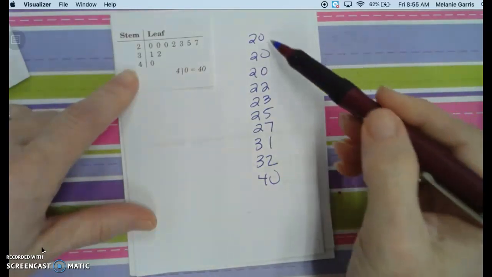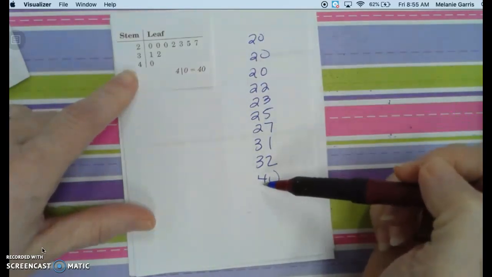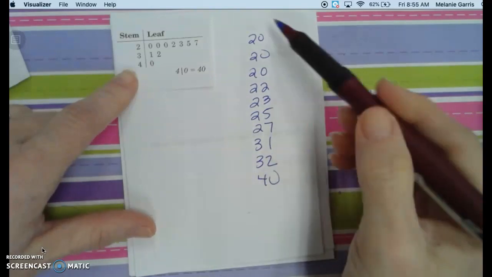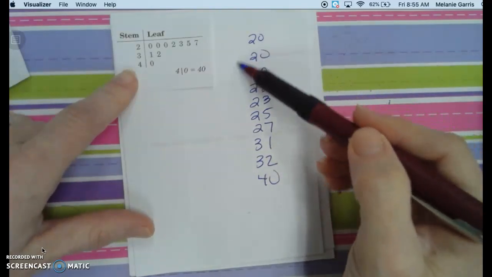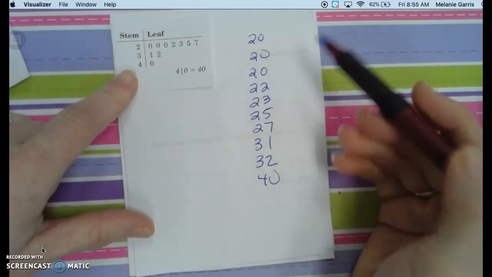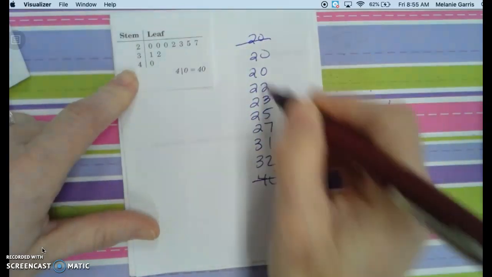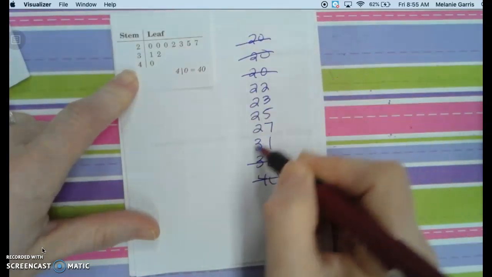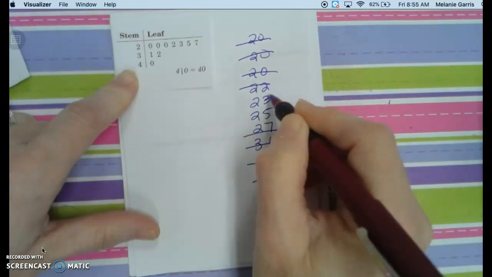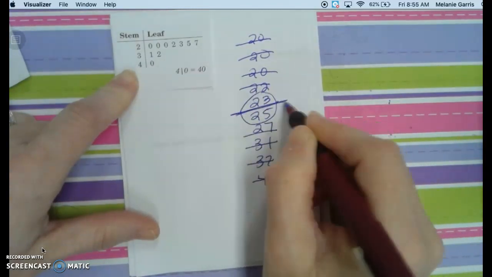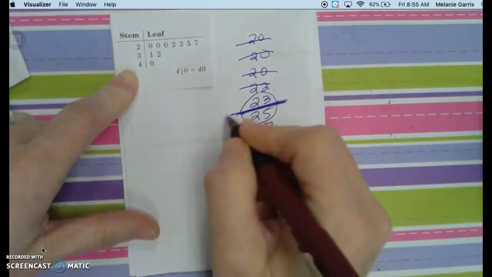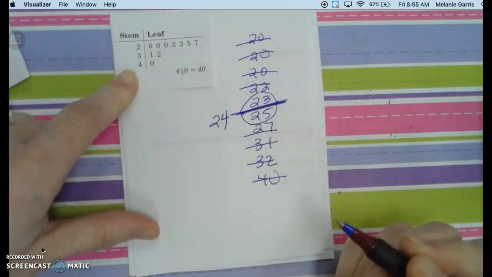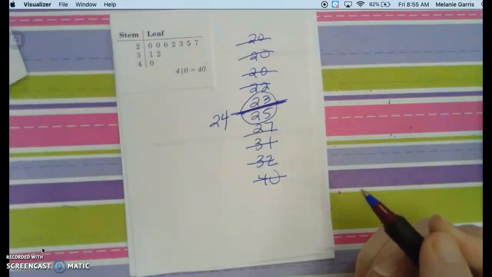So remember, mean, add them up and divide by 10 because there's 10 numbers. The mode is the number that occurs the most. That's going to be your 20. And then top, bottom, top, bottom, top, bottom, top, bottom. We've got 2 numbers. So that means we add and divide by 2, and we add and divide by 2, and we get 24. So that would be your median.